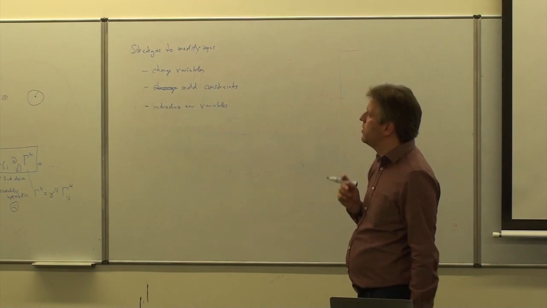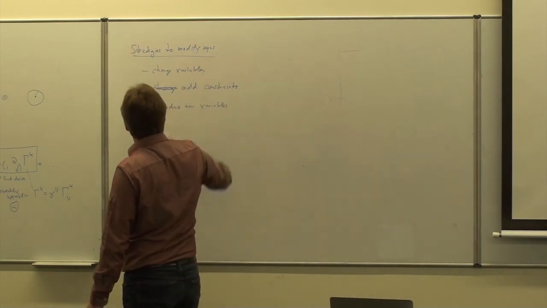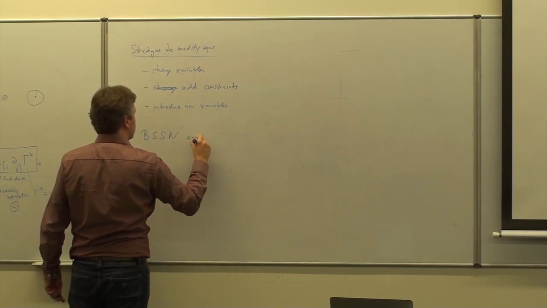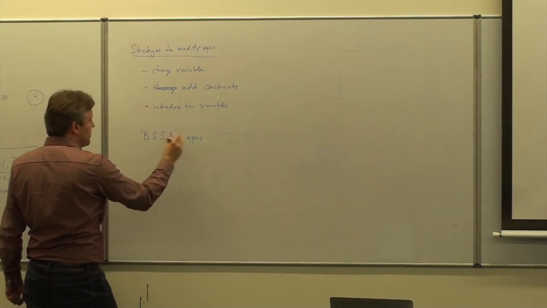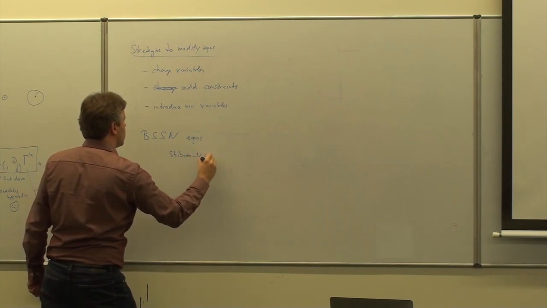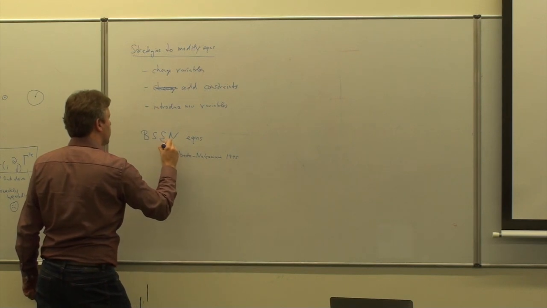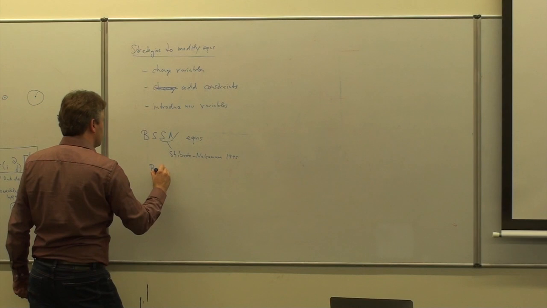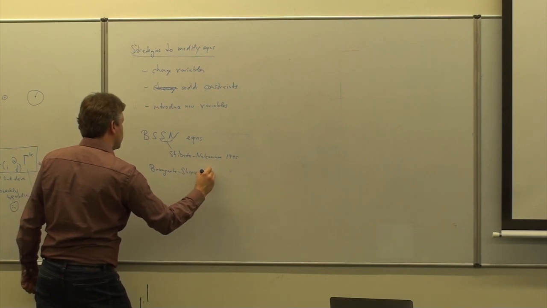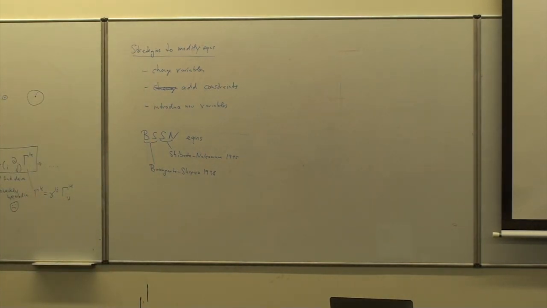And on the way to the BSSN equations, all three of these approaches are done. BSSN stands for Shibata and Nakamura in 1995, and the BS is Baumgarte and Shapiro in 1998, who improved the previous evolution system written down by Shibata and Nakamura.